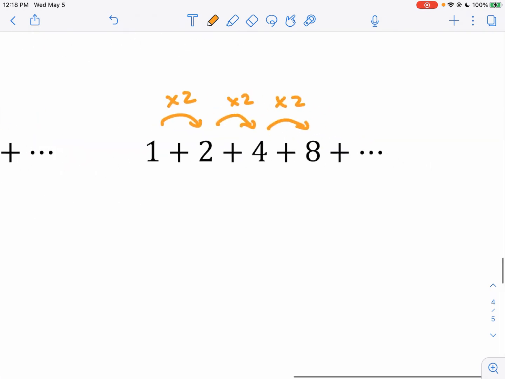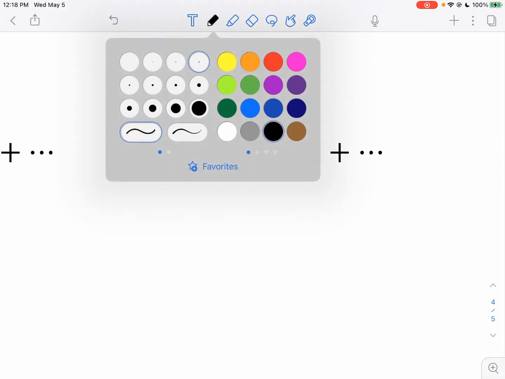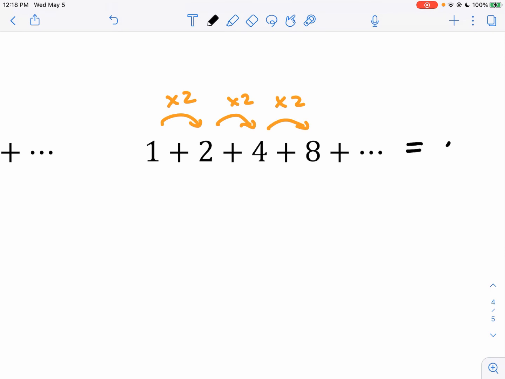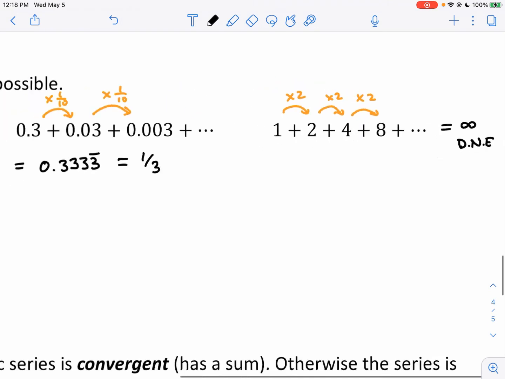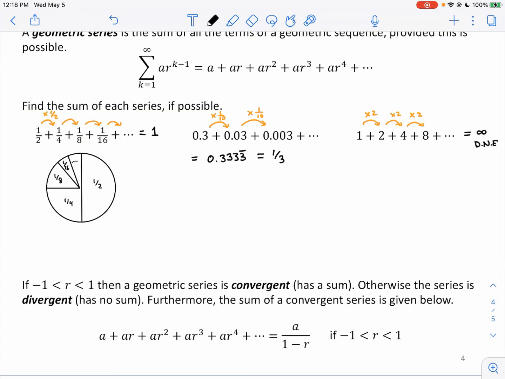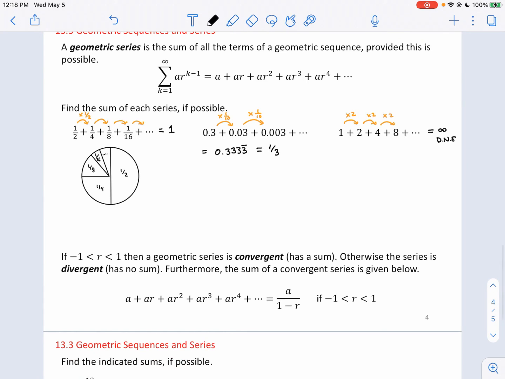But in this last case, 1 plus 2 plus 4 plus 8, the number we keep adding keeps getting larger and larger. And so we're going to start seeing some infinities or near infinities down here at the end. And when you add them all up, you're obviously going to get infinity. This series has no sum. Or we can say it's equal to infinity, or we can say it does not exist. There is no finite number that this series adds to. Okay, and so the question is going to be which geometric series have sums and which geometric series do not.